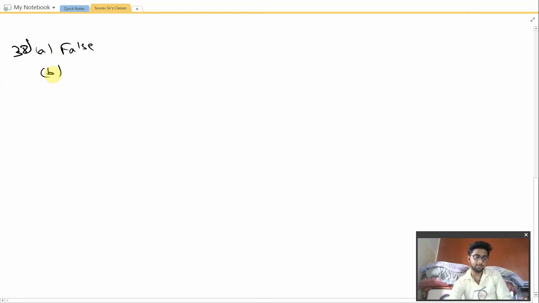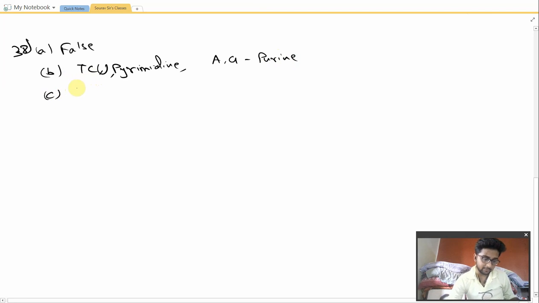Option B says uracil is a pyrimidine nucleobase. Yes, this is correct because T, C, and U are pyrimidines, and except for these, A and G are purines. So U is obviously a pyrimidine, so this is the correct option. In option C it says natural fatty acids have an odd number of carbon atoms. This option does not make any sense. The fatty acid molecule has no consideration of odd or even number of carbon atoms.